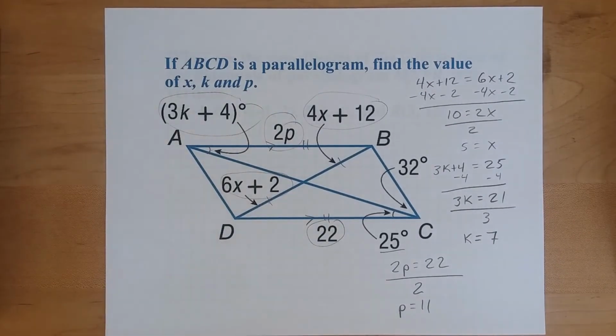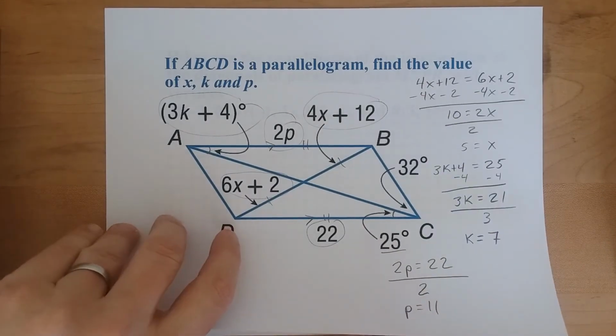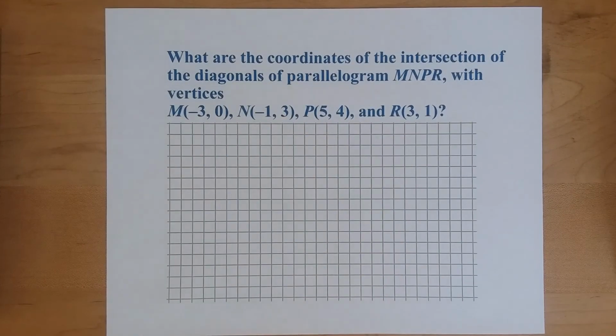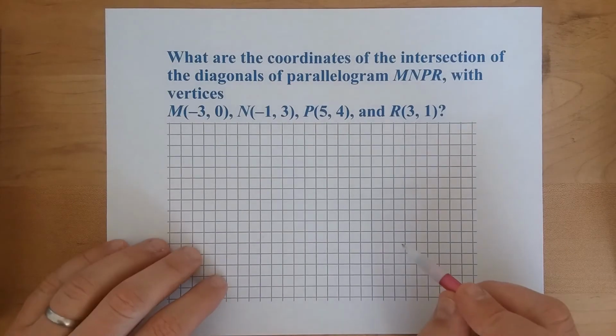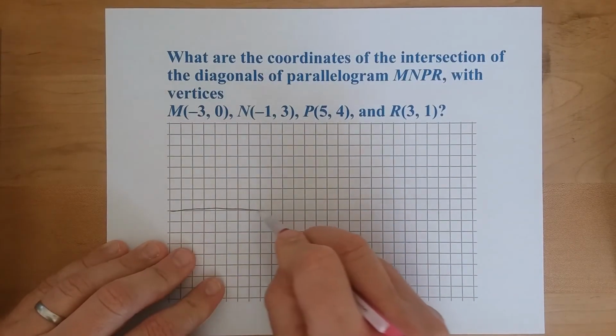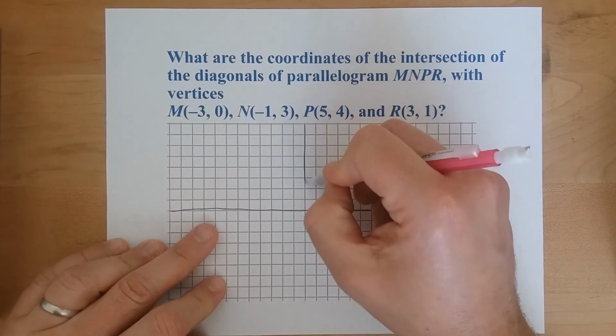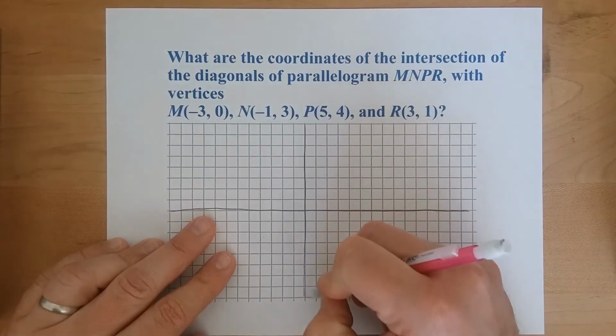Okay, let's try one more problem. Last problem in this lesson. We're going to do a little bit of graphing. This problem is asking us what are the coordinates of the intersection of the diagonals of a parallelogram MNPR with these vertices. Okay, let's go ahead and just establish ourselves a coordinate plane here. And let's plot these points.